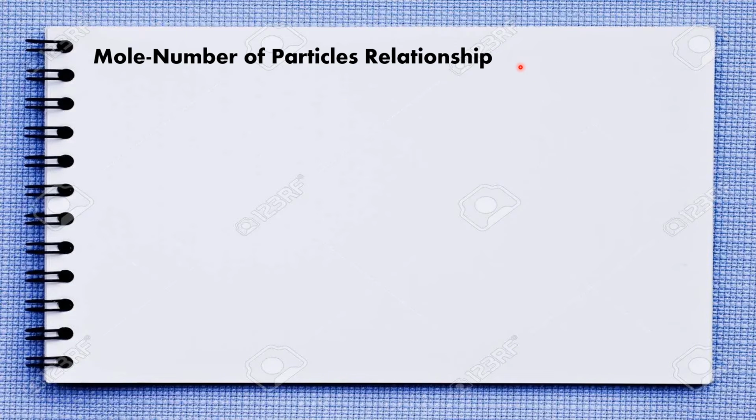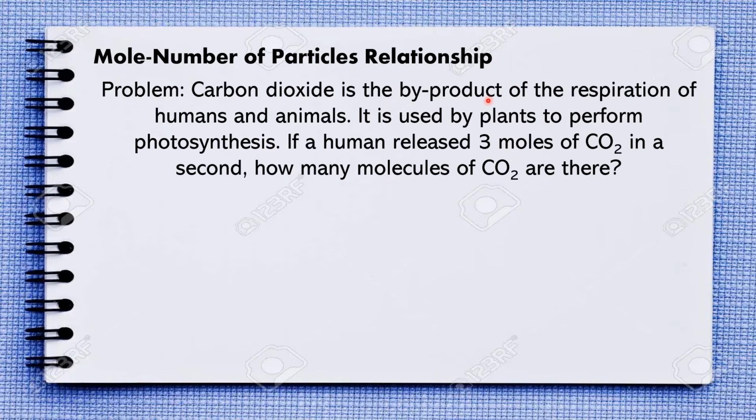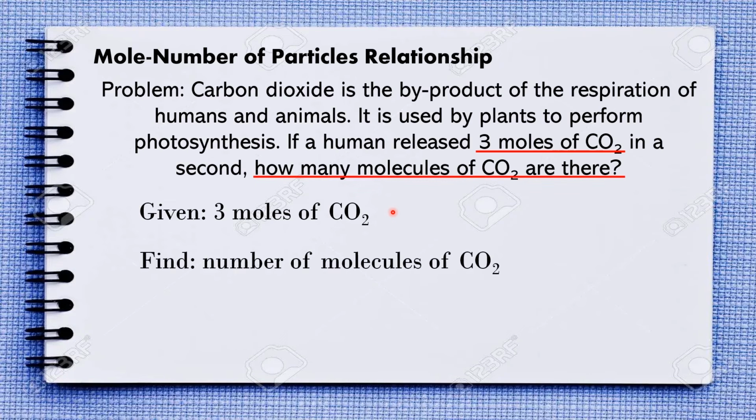Now let's try to calculate mole and the number of particles. The problem is, carbon dioxide is a byproduct of respiration of humans and animals. It is used by plants to perform photosynthesis. If a human released 3 moles of carbon dioxide in a second, how many molecules of carbon dioxide are there? So next is to get the given, which is 3 moles of carbon dioxide, and then try to get what is the unknown, and that is the number of molecules of carbon dioxide.